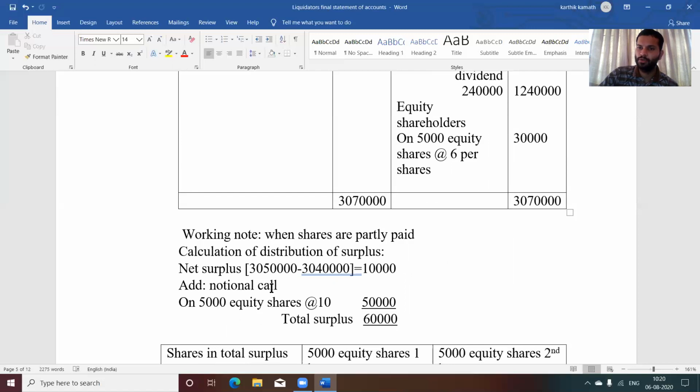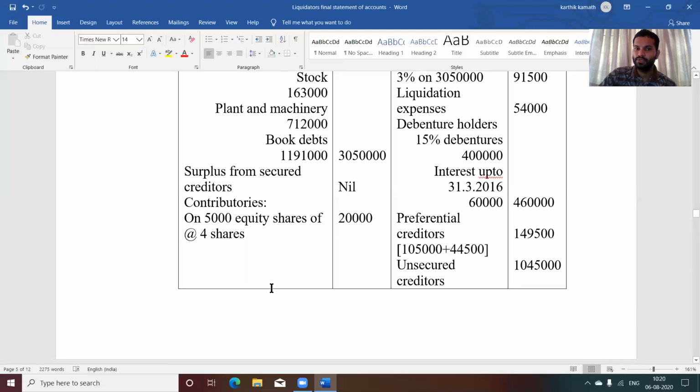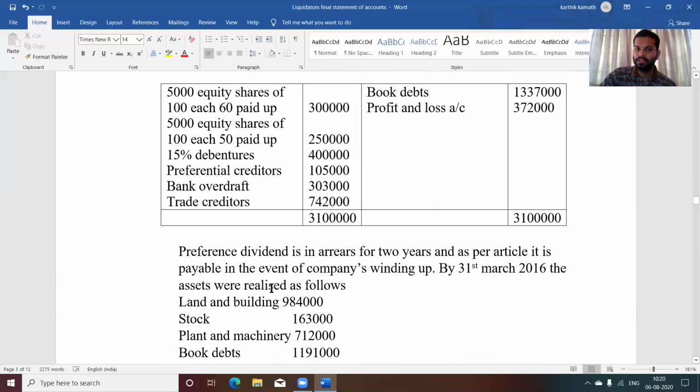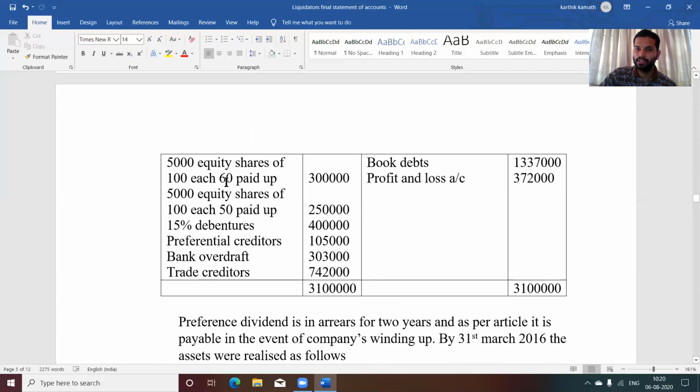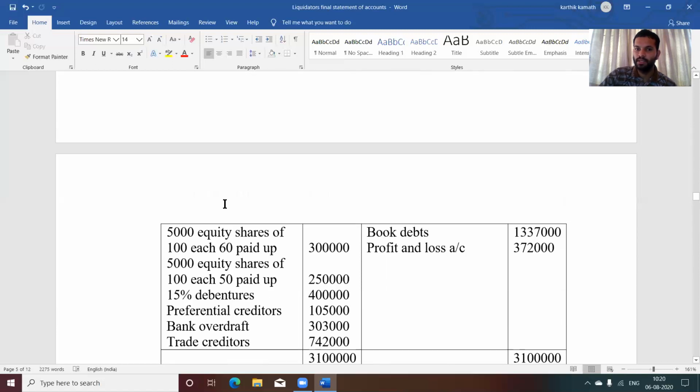An imaginary call is made to equalize the paid up value. How to equalize the paid up value here? First you need to take the highest paid up value in this problem. Here there are two classes of equity share, 60 paid up and 50 paid up. The highest is 60 paid up, so you need to take that as a base.